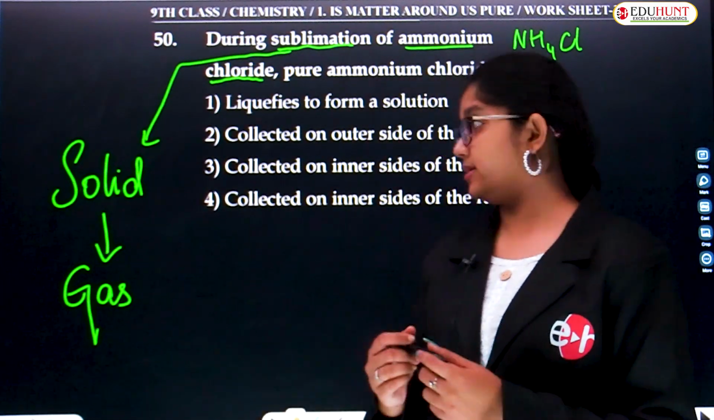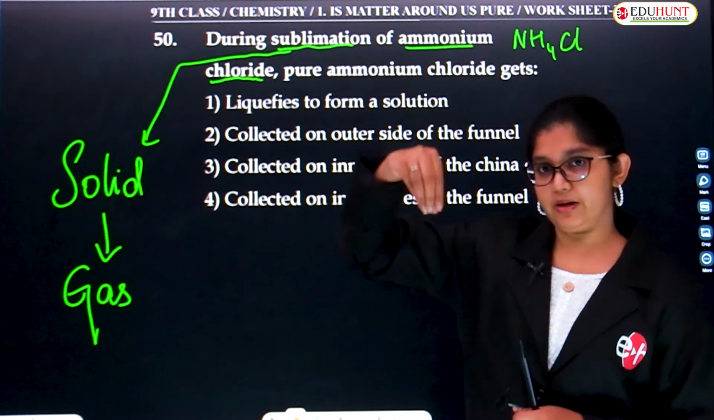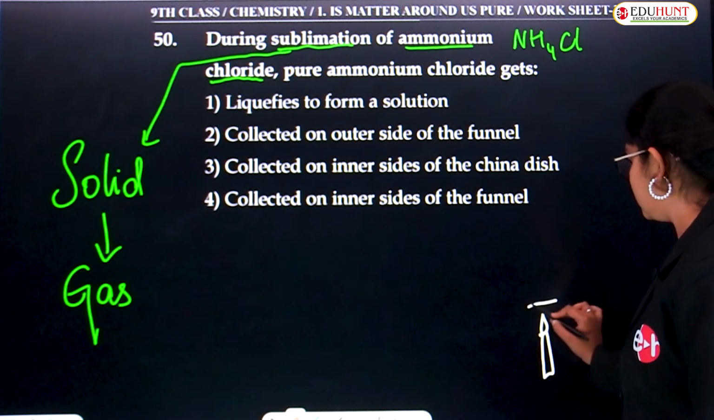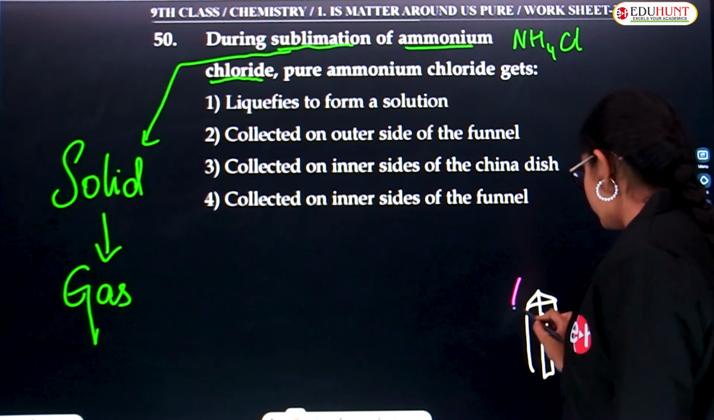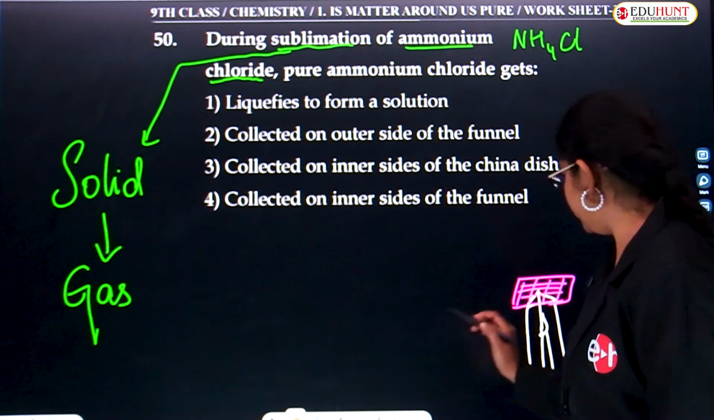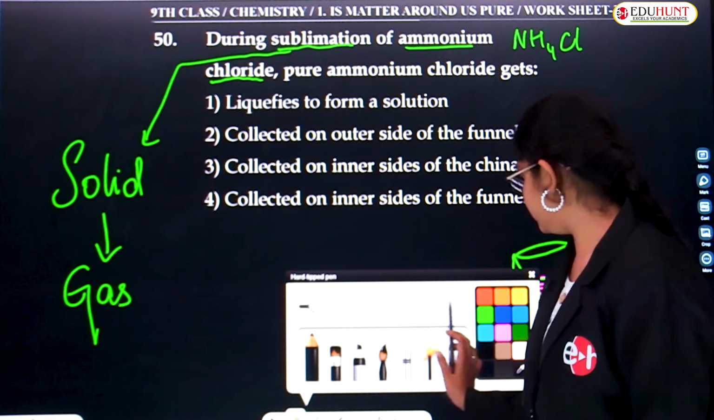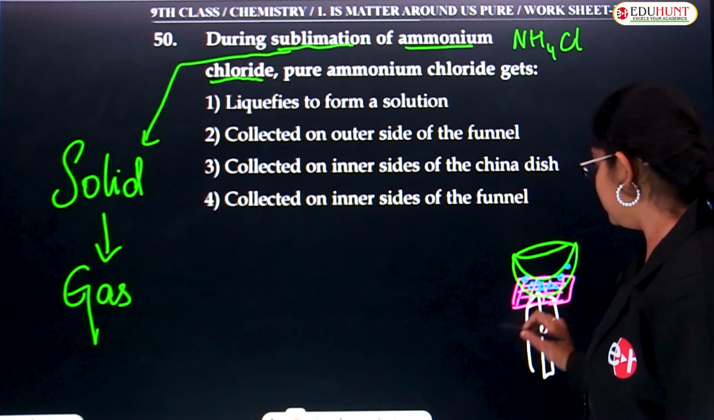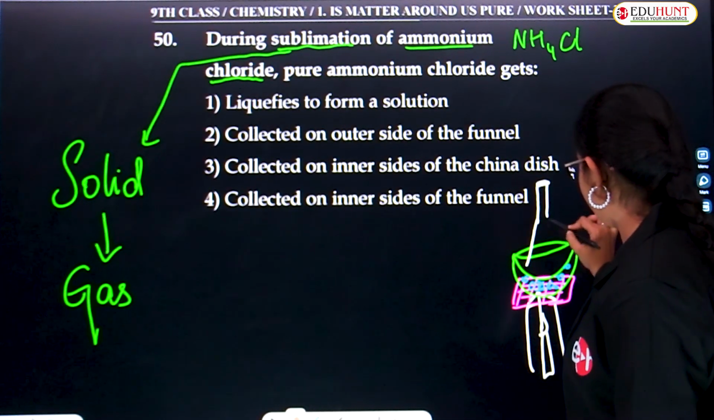So where is it collected? Outer side or inner side of the china dish, or inner sides of the funnel? Where is that? It is an inverted place, no? Do you remember that experiment, children? Yes. So this is a Bunsen burner, and upon this is the tripod stand. Upon that we are placing the wire gauze, and upon the wire gauze we place a china dish. In the china dish we are adding the solid ammonium chloride particles, and upon that we place the inverted funnel, like this.